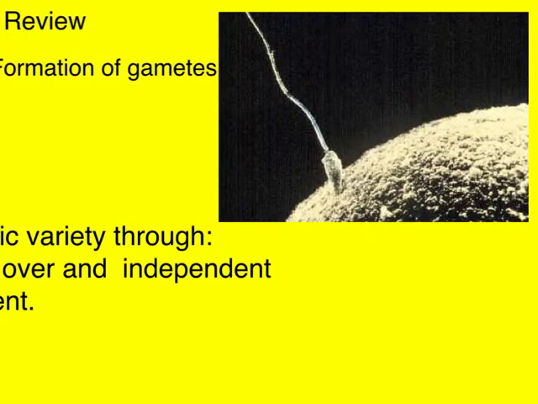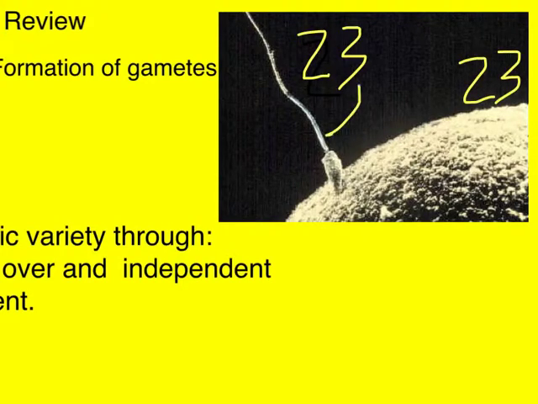Just to reiterate, remember, if this process didn't occur, then unfortunately when this sperm met this egg, you'd get the incorrect number of chromosomes going in. So it's very important that a sperm cell that has 23 chromosomes matches up with an egg cell that also has 23 chromosomes. So we end up with 46.